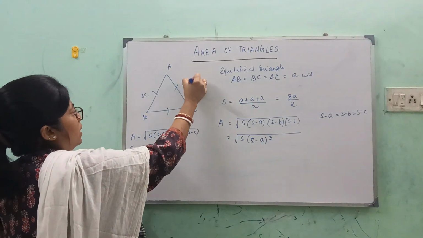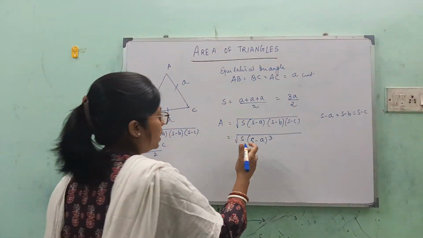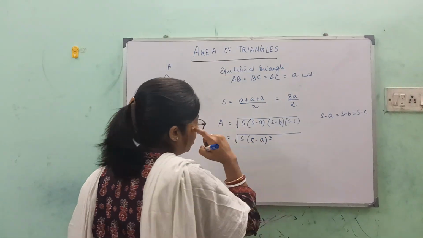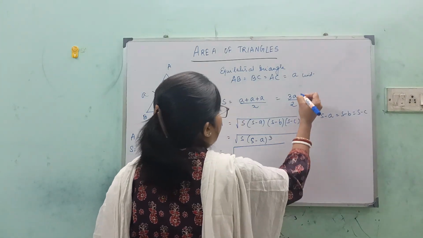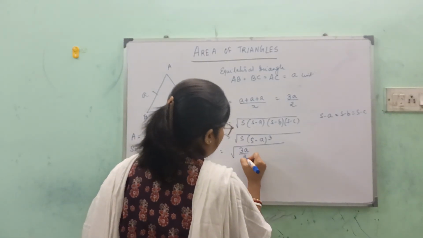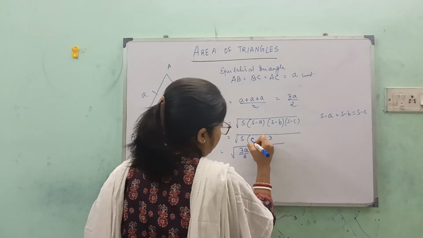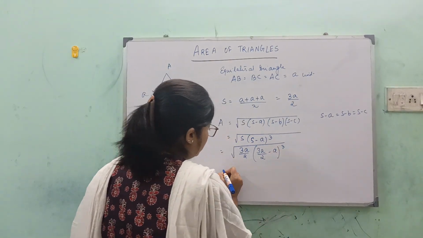So A, B and C all refer to A. Now we have to find this. So this is the square root of S times... what is the value of S? It is 3A by 2. So 3A by 2 into, again in place of S you are putting 3A by 2 minus A, whole cube.